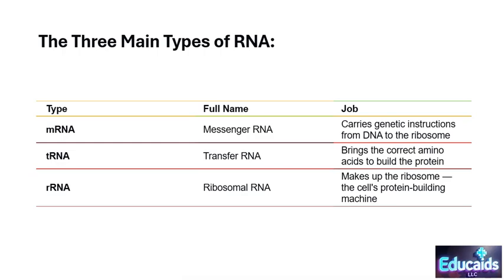Okay. 3 main types of RNA. We've got messenger RNA, which carries the genetic instructions from the DNA out to the ribosome. So he's the messenger. Transfer RNA, he brings the correct amino acids to build the protein, and then ribosomal RNA makes up the ribosome. It is the cell's protein building machine.